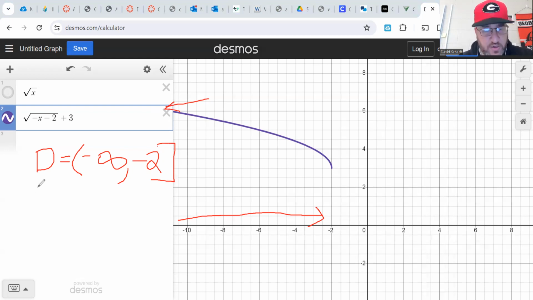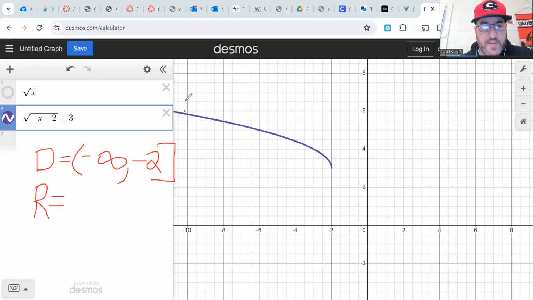And then our range, again, same question, but going up and down. Same thing we're trying to look for. Do I have one end going down forever to negative infinity y? Do I have one end going up forever to positive infinity y? And if I don't, again, what's the situation? So again, just one end.